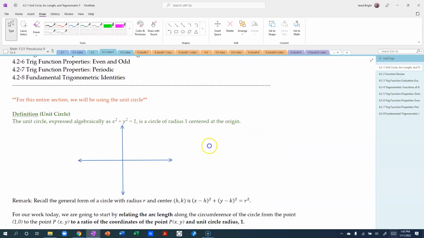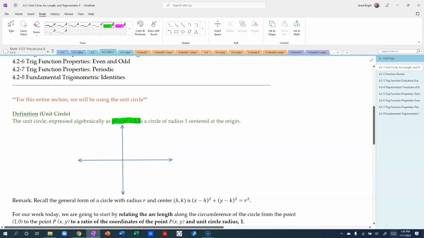So to begin, for this entire section, we're going to work with the unit circle. And you might know that a unit circle is a circle. But when we talk about the unit circle, algebraically, it's defined as x squared plus y squared equals 1. And when we overlay that on a Cartesian coordinate grid, that gives us a circle with a radius of 1 centered at the origin. So the origin's right here, and then we go out 1 unit in every direction, and our circle would hit the axes at this point.